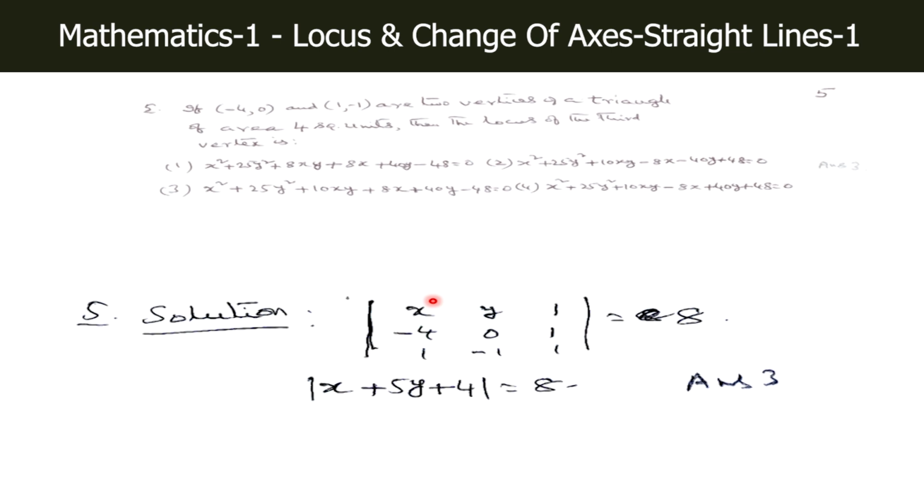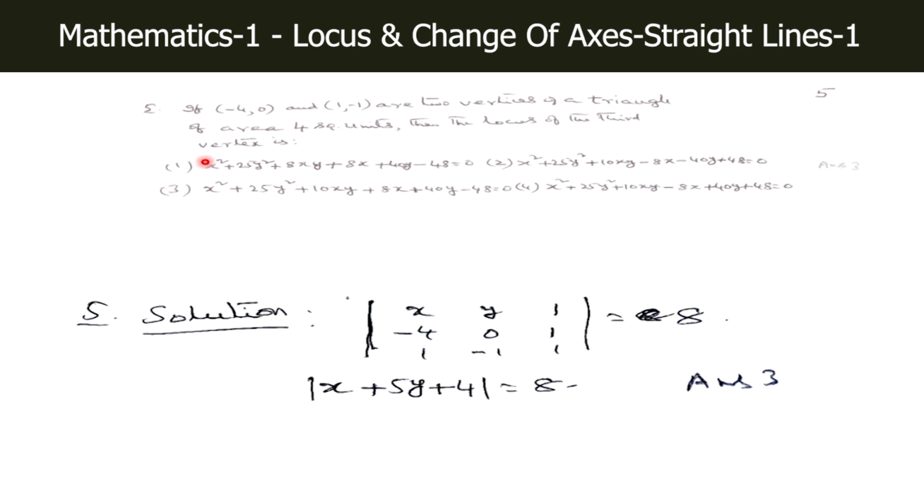Then its area is half of the modulus of the determinant with rows x1, y1, 1; x2, y2, 1; x3, y3, 1. Here the vertices of the triangle are (-4, 0), (1, -1), and the third vertex is (x, y). So, as per the formula, the modulus of the determinant with rows x, y, 1; -4, 0, 1; and 1, -1, 1 is equal to 8. That means x plus 5y plus 4 equals 8. Now squaring and simplifying, the answer is you will get number 3.